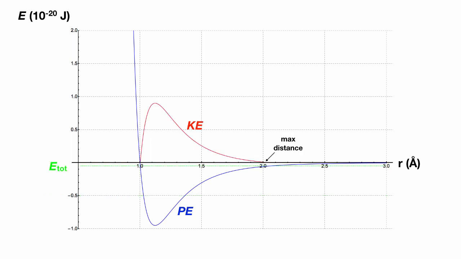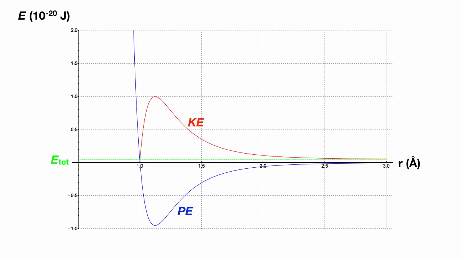As we add energy to the molecule, the total energy rises, and both the average kinetic and potential energies rise. If the total energy is still negative, then the atoms are still bound, but with more kinetic energy, they can move farther apart, where the potential energy is higher.